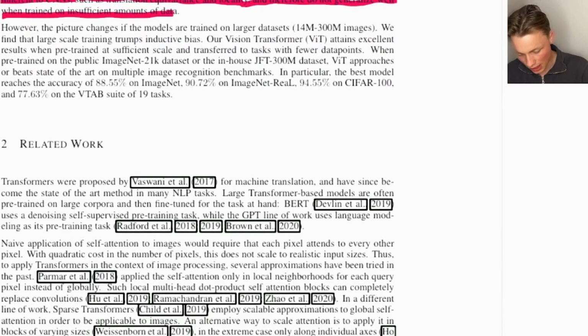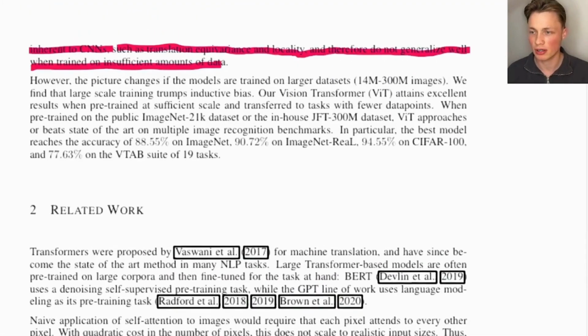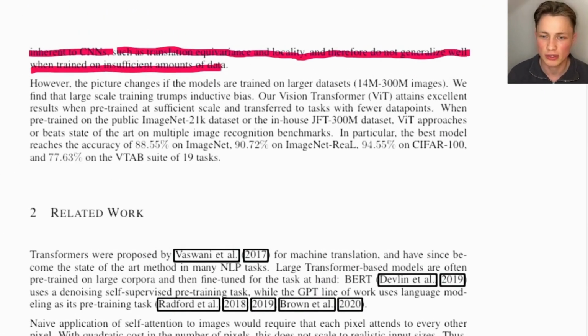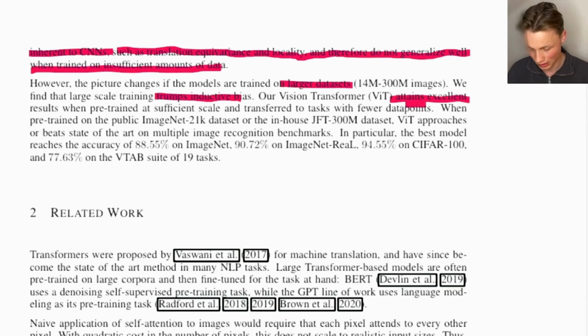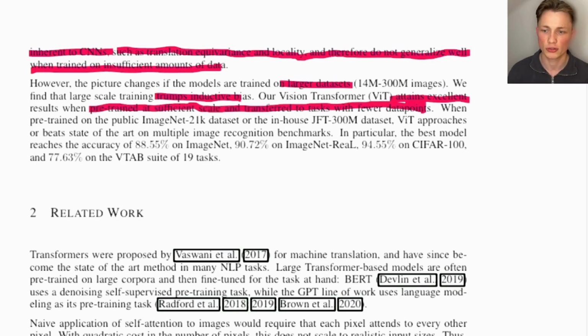And now they are saying, however, the picture changes if the models are trained on larger data sets. So if you have a larger data set, we find that large-scale training trumps inductive bias. Our vision transformer attains excellent results when pre-trained at sufficient scale and transferred to tasks with fewer data points. So what does it mean? If we have a really large data set, between 40 million and 300 million images, we solve this issue with the inductive bias. The transformer can learn it from the data itself, and then the results are getting pretty good.